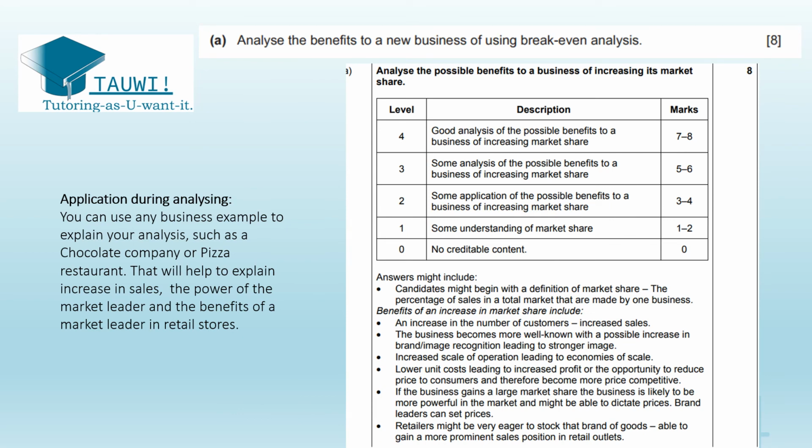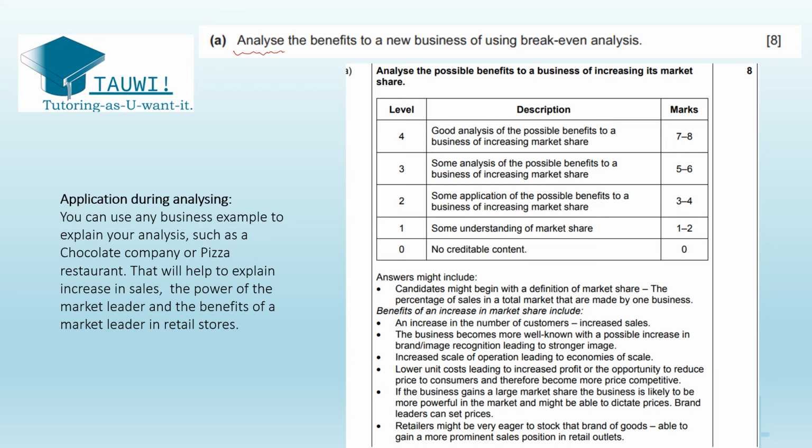Right. Analyze the benefits to a new business of using break-even. Now we're going to analyze, right? So analyze is now looking at pros and cons. The third part of this recordings will be about how to analyze, how to evaluate. So I'll give you certain words and phrases to use. So let's start analyzing. Okay, analyze the benefits to new business of using a break-even analysis.